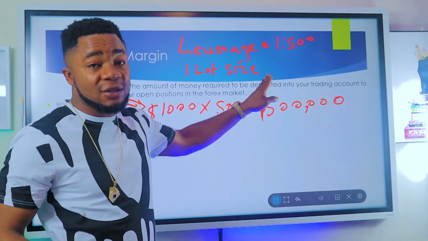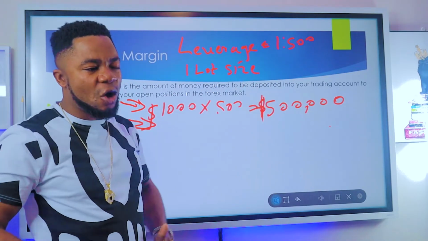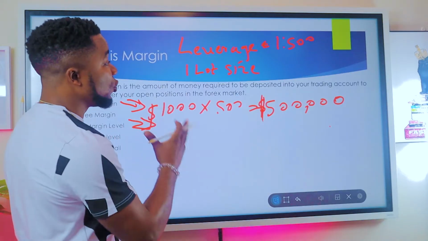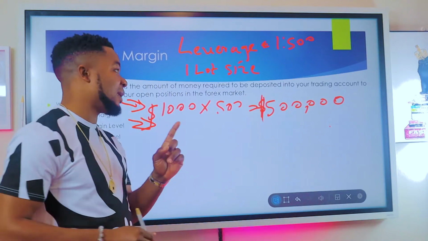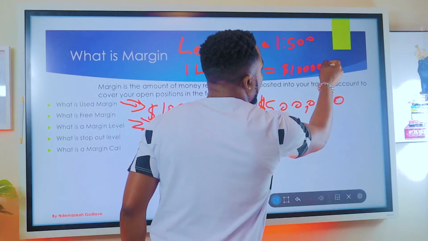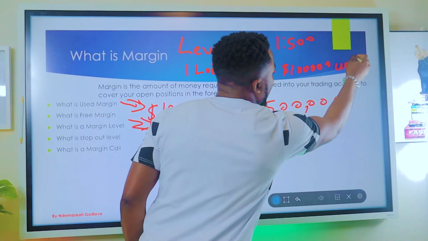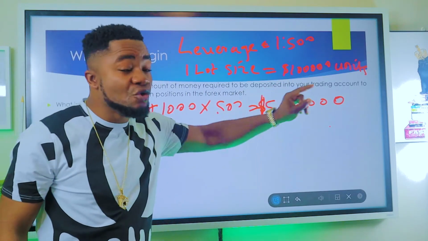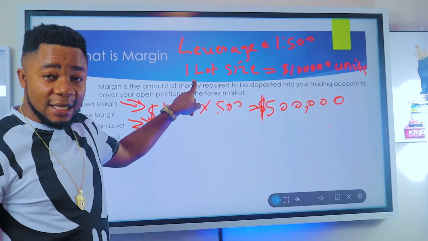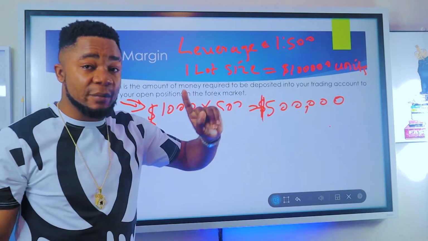And with one lot size, we already explained on our previous videos. You see how all these videos are linked. For you to be able to place one lot size, you need 100,000 units of the base currency. You need 100,000 units of the base currency for you to be able to use one lot size.